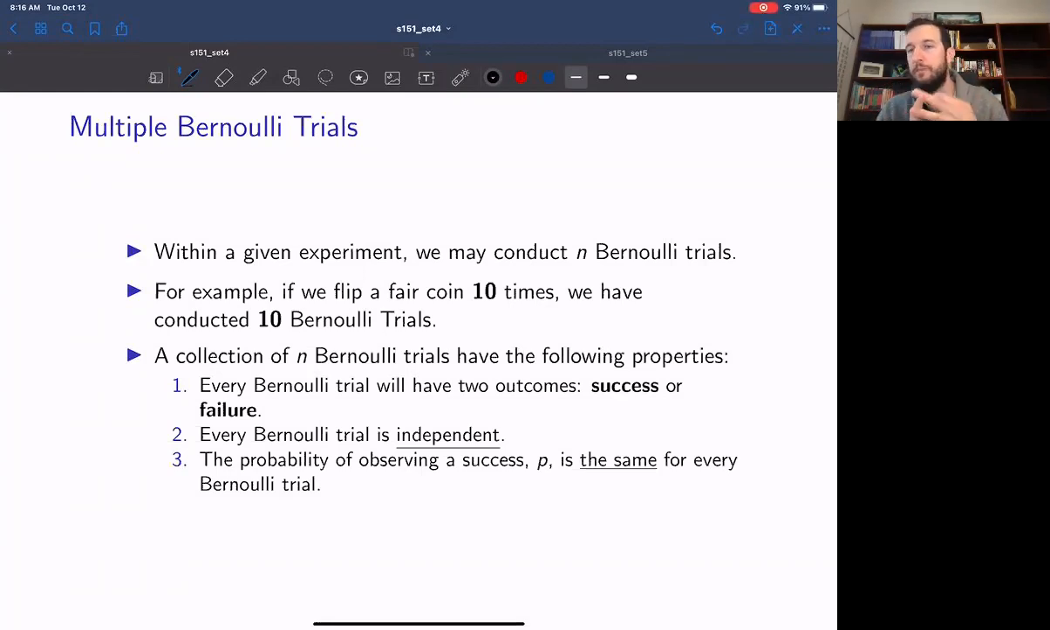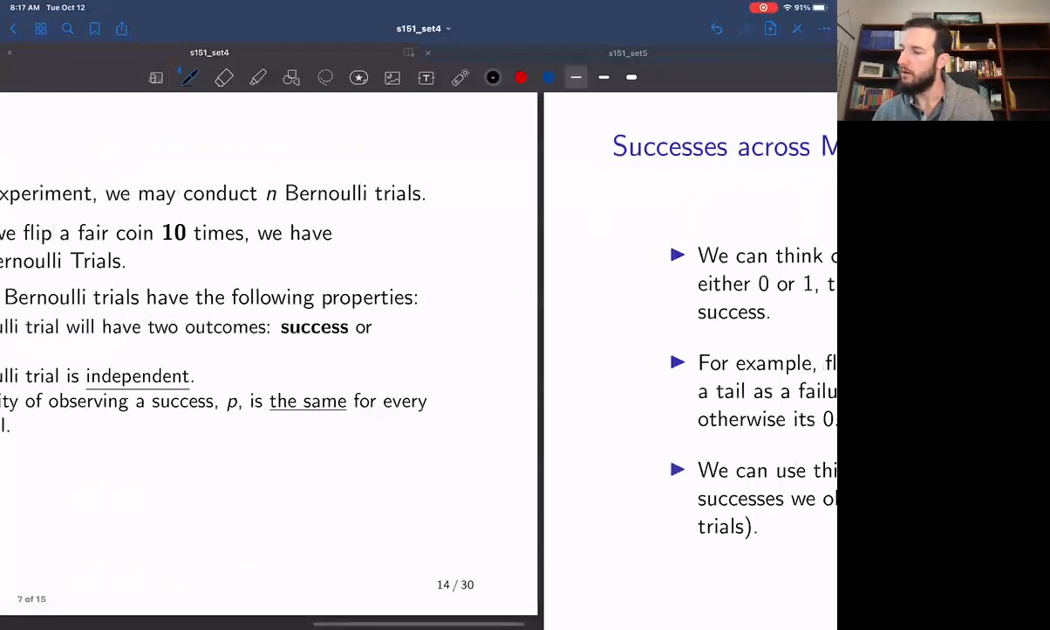Every single flip has to be independent, or every single Bernoulli trial has to be independent of the one that came before it. Okay, so all trials are independent. And every single trial has to have the same probability of success and the same probability of failure, which follows from my first point.